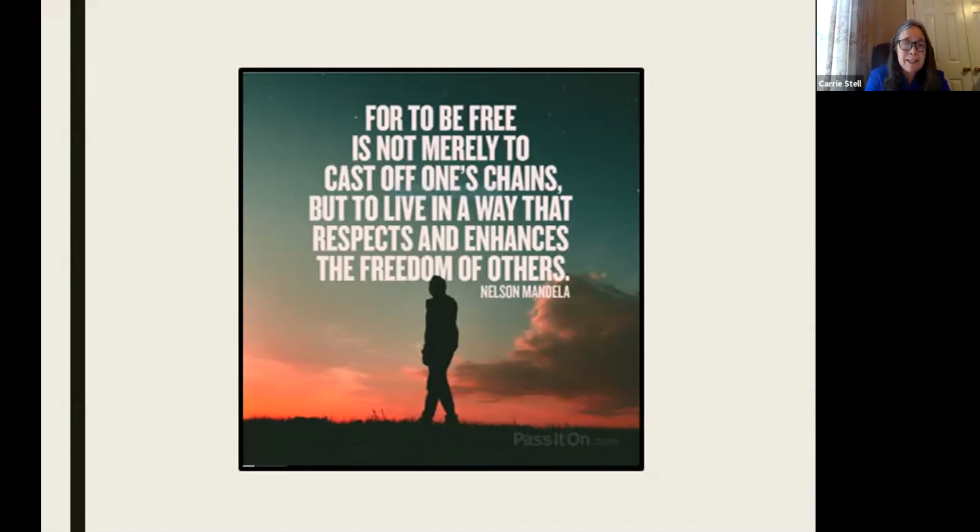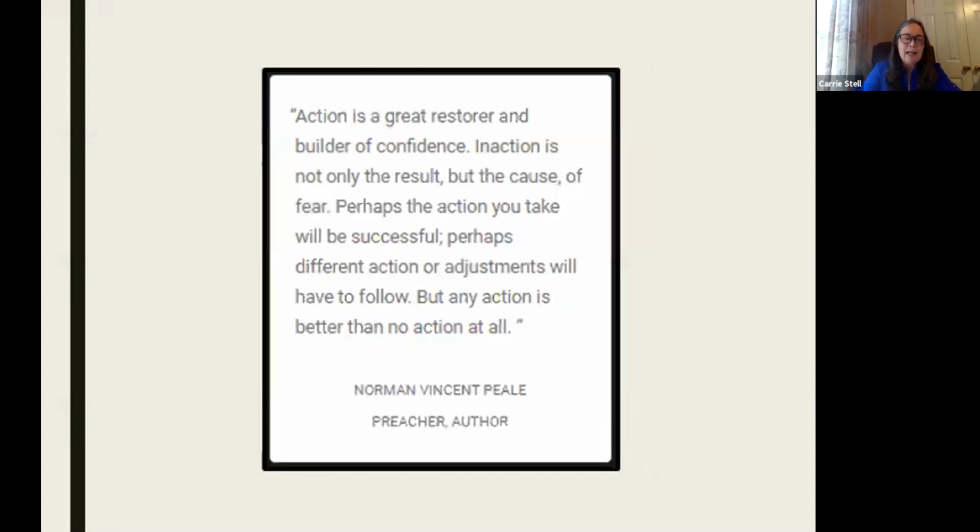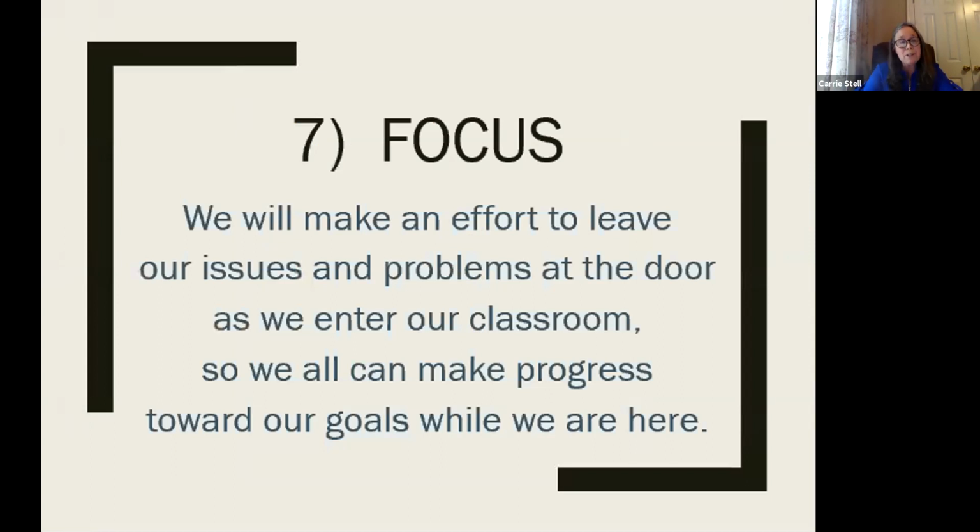How, when he was set free, he was able to negotiate an end to it, how he was the first freely elected president in South Africa. There's a quote here from Norman Vincent Peale, because I share an article that talks about how the writings of Norman Vincent Peale inspired Nelson Mandela when he was in prison. And then the final value we focused on was focus.